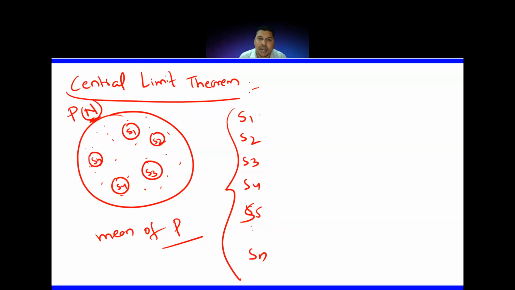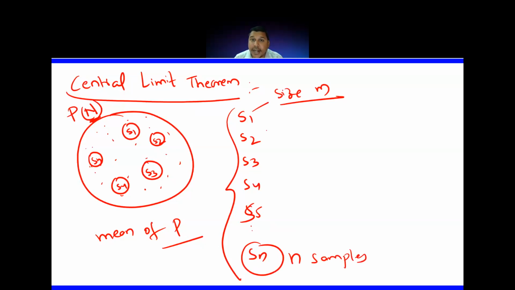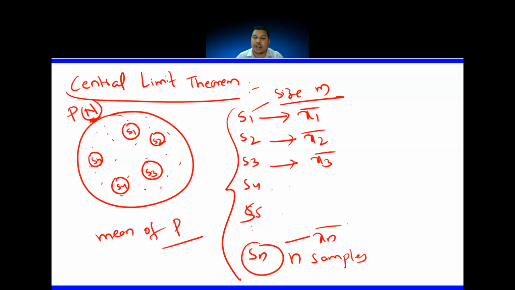So randomly draw n samples, each of size m. Now you find out the mean for this small sample. Let it be x1 bar. You find out the mean for this sample S2. Similarly, you find out the mean for all. You find out xn bar. What you have done, from the huge population, you are selecting small samples, S1, S2, so on, Sn.